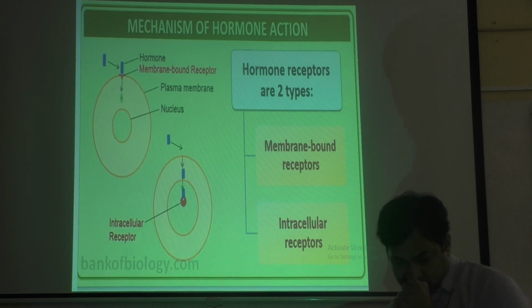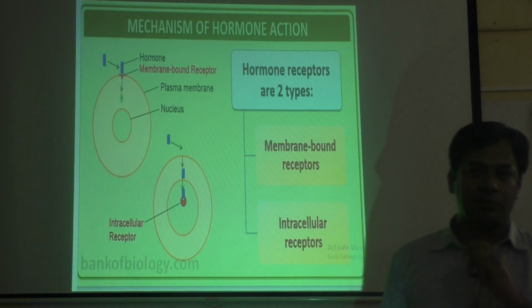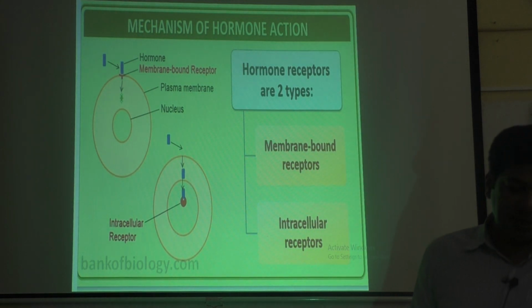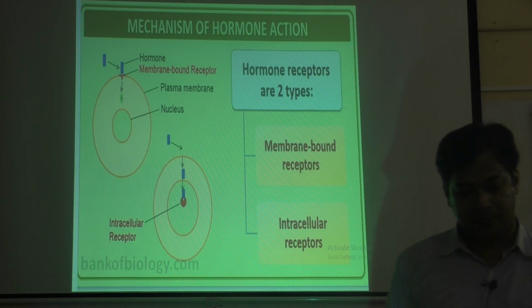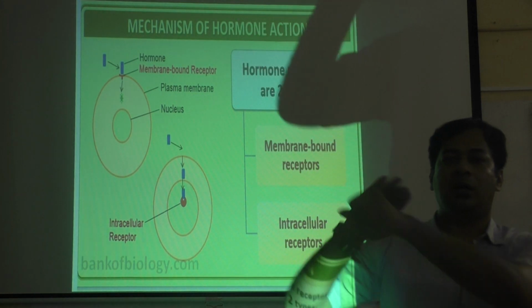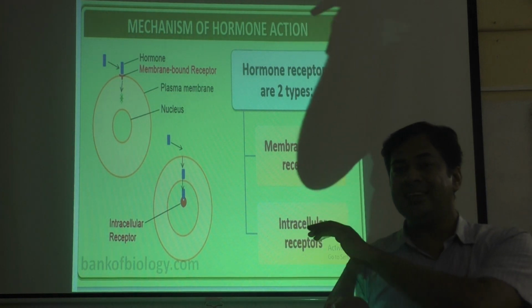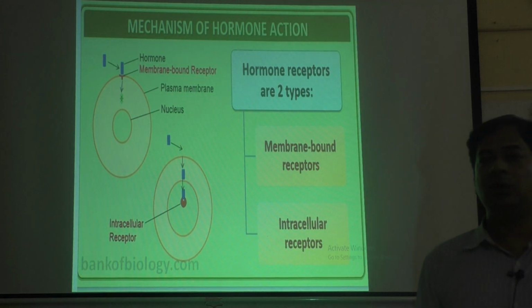Based on two types of receptors. Receptors are of two types. The first type is the membrane bound receptor, the other one is the intracellular receptor. Meaning the first type of receptor is present on the outer membrane of the cell, and the second type is present inside the cell.